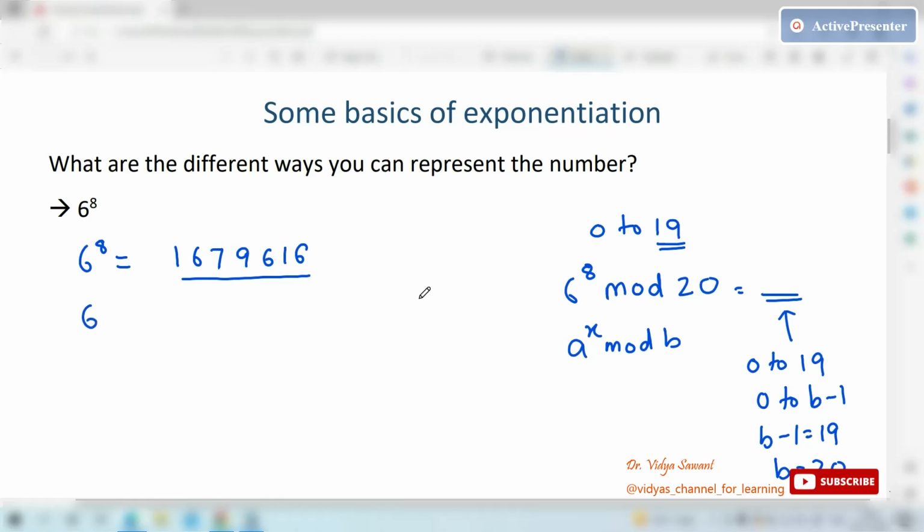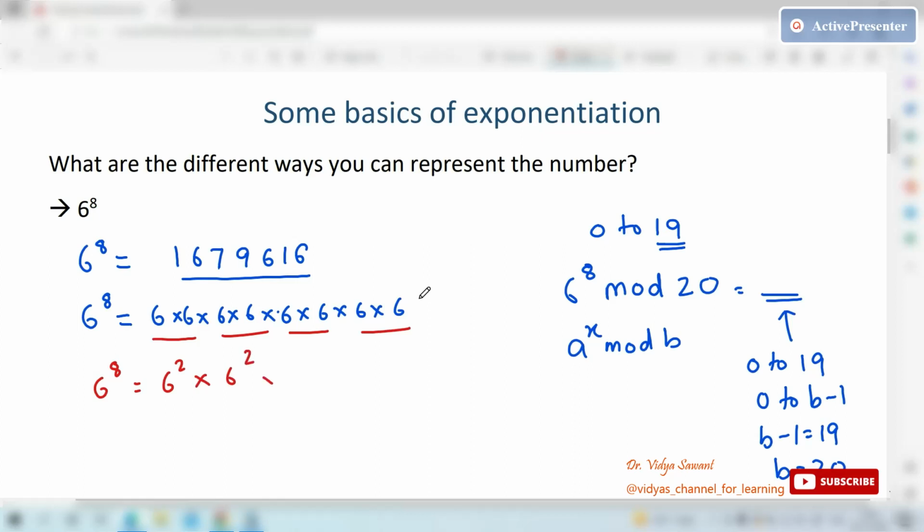Now coming back to this question, how can I represent 6 raised to power of 8? It can be represented in different ways. For example, I could write it as 6 into 6 into 6, 8 times. This is one way of writing. The second way would be to club these two together and write 6 raised to 8 as 6 square into 6 square into 6 square into 6 square. Or I could write it by clubbing these together as 6 raised to 8 is equal to 6 raised to 4 into 6 raised to 4.